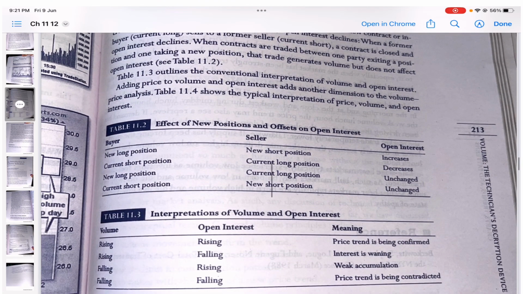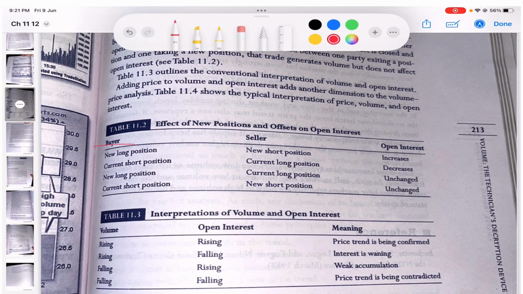Okay. Now let's look at table 11.2 and try to understand it. Here we are given a buyer. A buyer is taking a new buying position. A long position means a buying position, and the seller is taking a new short position. So the buyer is buying from someone and the seller is selling. In that situation, a contract is opened in the market, so my open interest increases.